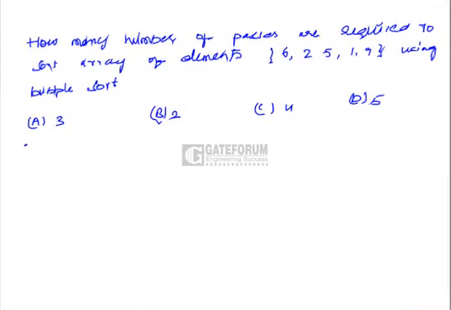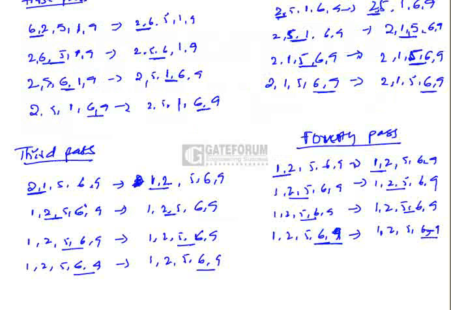An array of elements is given and we have to find the number of passes required to sort those elements using bubble sort. For this problem, first of all we should know the working of bubble sort. Bubble sort will compare pairs of adjacent elements and swap them if they are not in the correct order. Here the given array is 62519. First and second elements are compared and they are swapped because they are not in order.